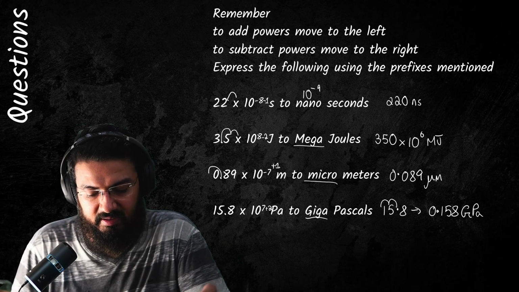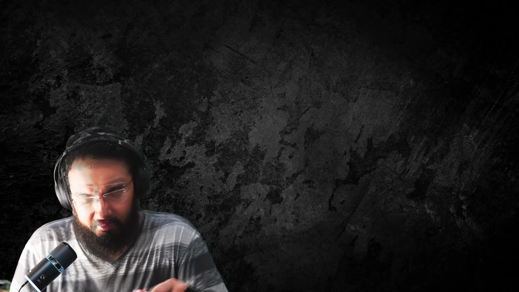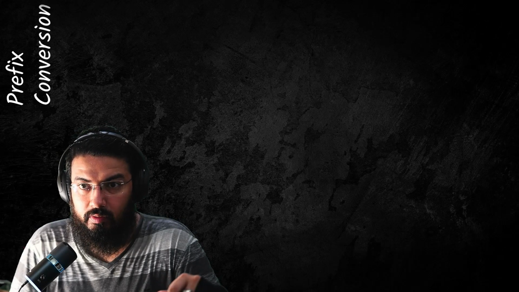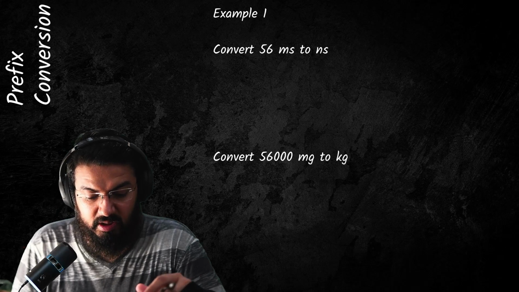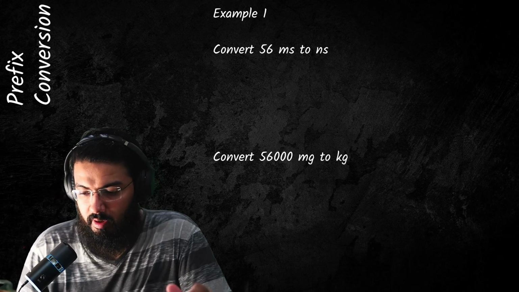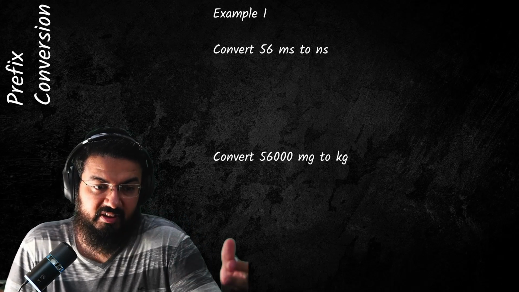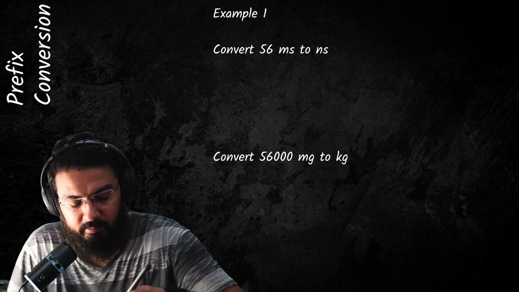So this right here is how you're going to convert numbers in standard form to numbers with prefixes. Now, in the second part of conversions, let's take a look at how to convert from one prefix to another. And again, you're still going to use the same set of rules. To convert from one prefix to another, we are still going to use movement of decimal places. Moving left would be adding powers of 10 and moving to the right would be subtracting powers of 10.